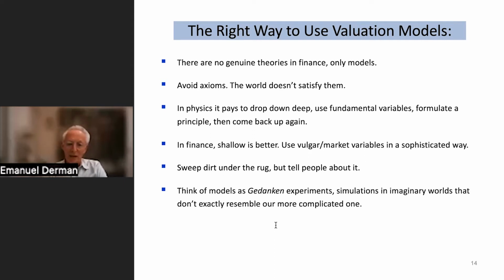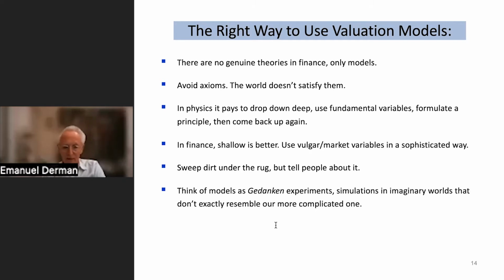In finance, I think shallow is better, and I suppose this is related to Professor Gigerenzer's comments about heuristics. It's tempting, and one does drop down deep sometimes, but most of the time it's better to use more vulgar market variables and think about them in a sophisticated way. If you build more detailed models that drop down deep, you're always sweeping dirt under the rug, and that's okay, but you have to be honest and tell people about it.